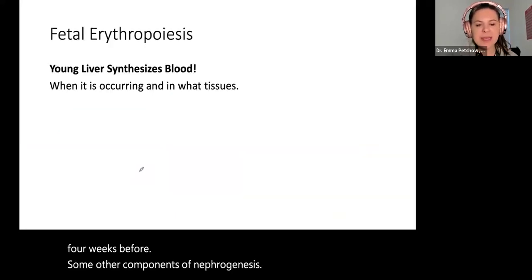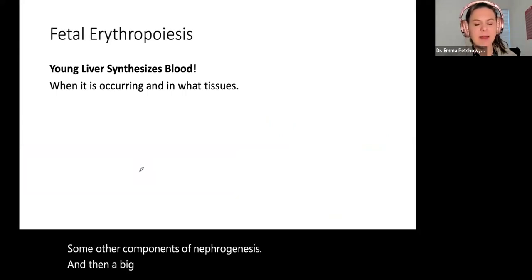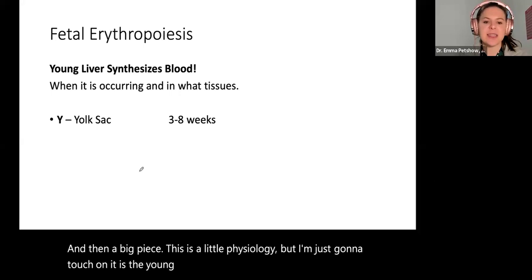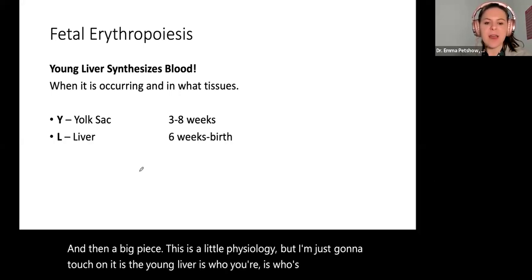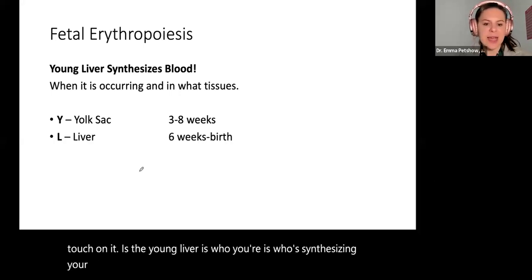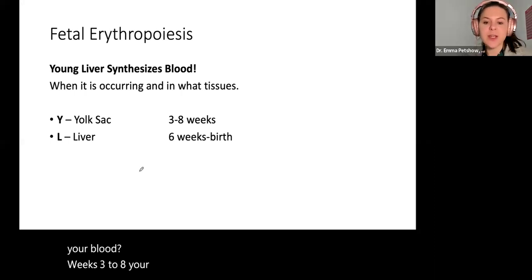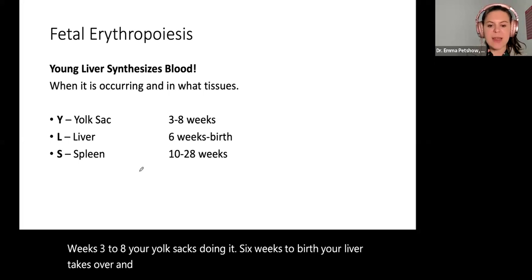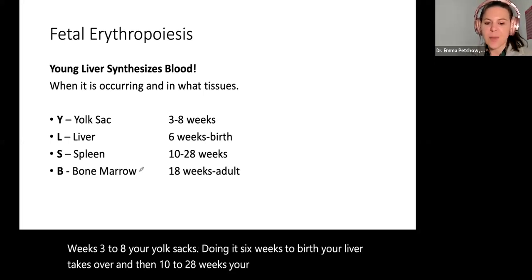And then a big piece, this is a little physiology, but I'm just going to touch on it, is the young liver is who's synthesizing your blood. Weeks 3 to 8, your yolk sac's doing it. 6 weeks to birth, your liver takes over. And then 10 to 28 weeks, your spleen. 18 weeks to adult is your bone marrow.